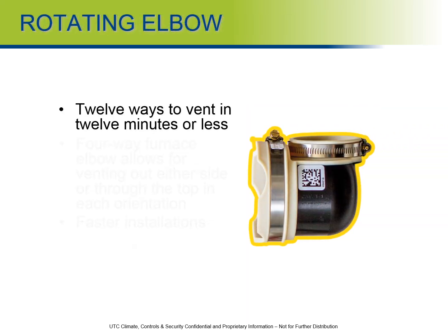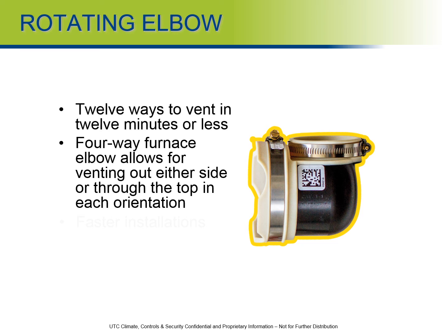Rotating elbow. This was in our previous furnace lineup. However, there have been some slight enhancements to it going into the FER furnace lineup. It allows you to reconfigure the venting or exhausting of the furnace through different sides of the furnace based on the furnace installation orientation. So you can vent the furnace through the top and either side of the furnace, again ultimately resulting in faster installations.